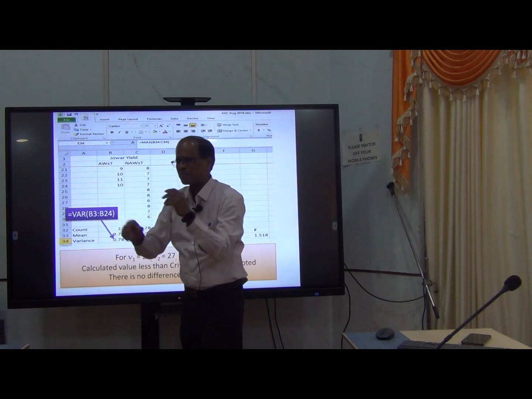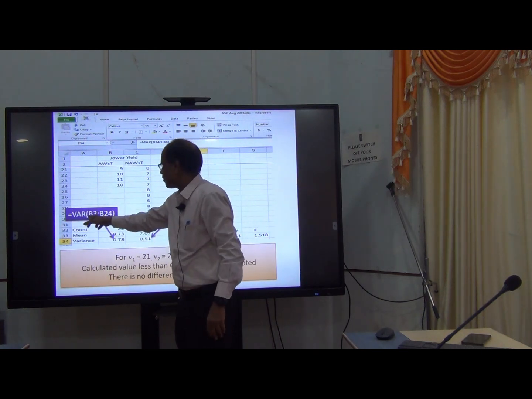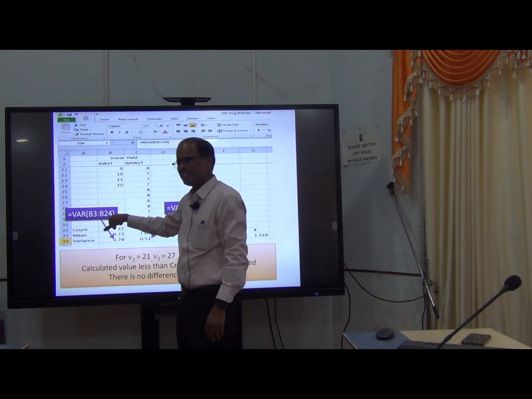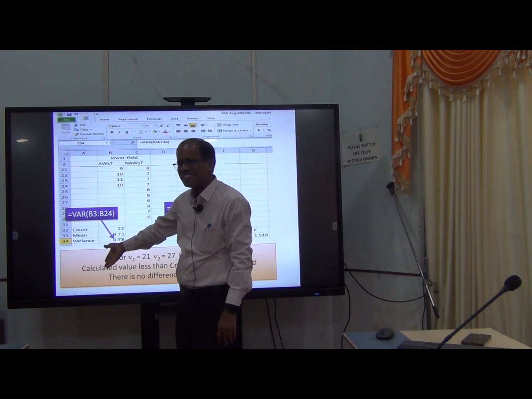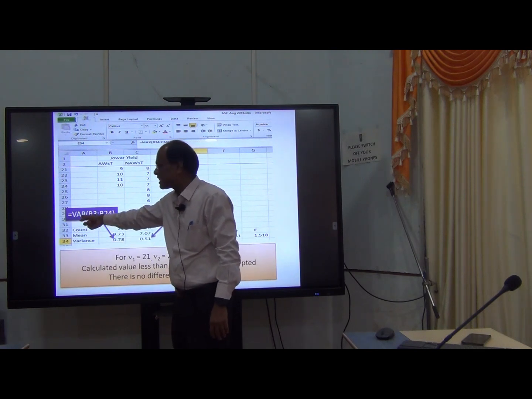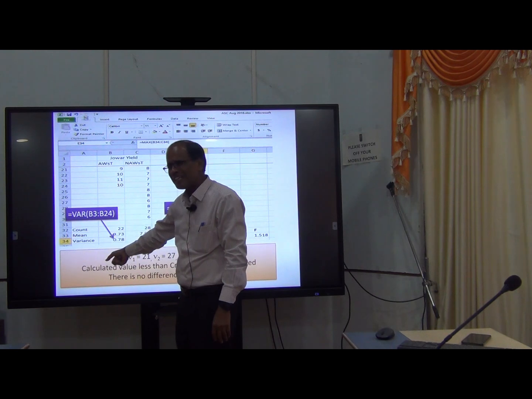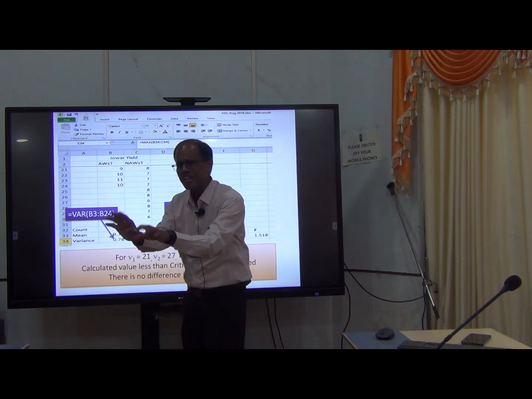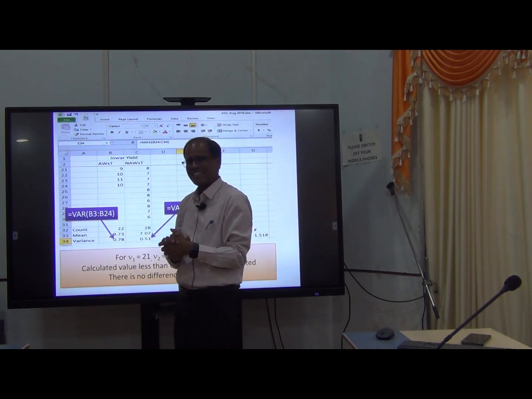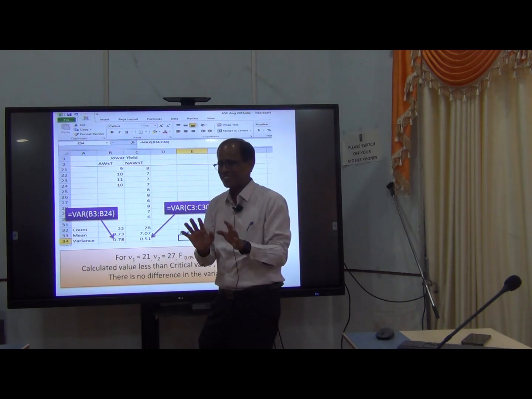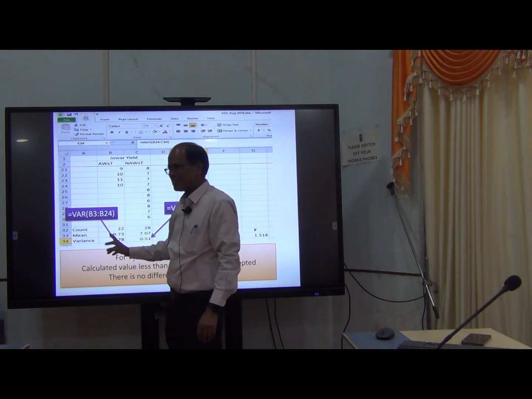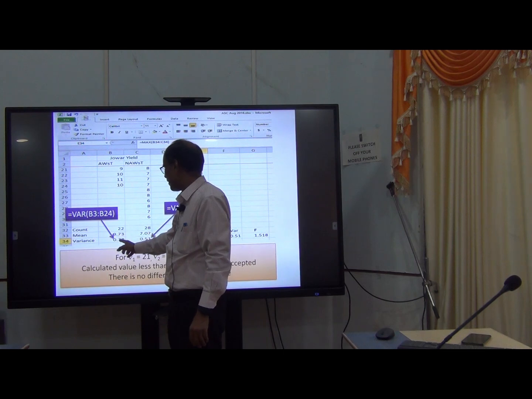It is simple. Variance is equal to VAR, give the range, it will give the variance. If you want standard deviation, STDEV will give it. The only thing you have to tell is where the data is. Give it like this and you will get the count, mean, and standard deviation.